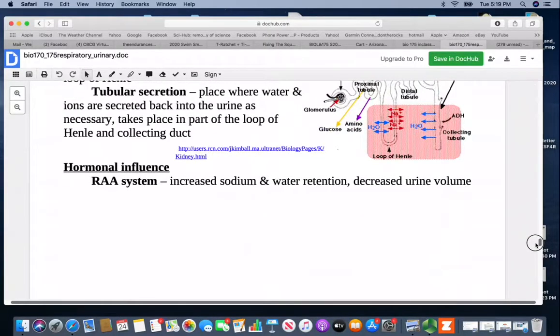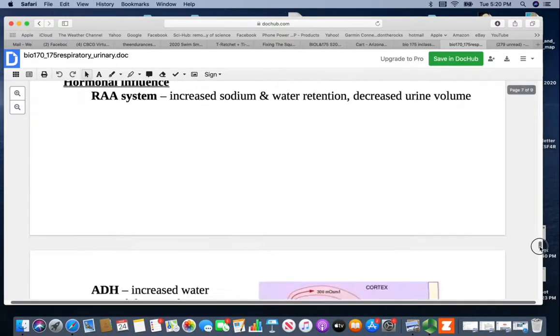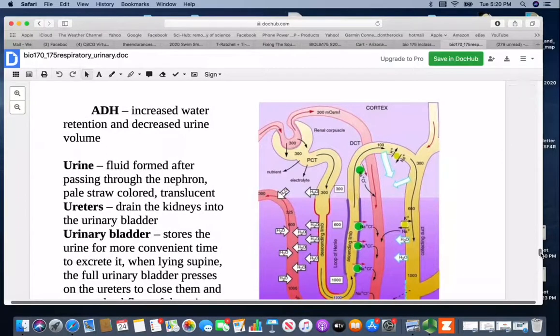So hormonal influence, the RAA system that we talked about in the circulatory system. This is going to increase the sodium retention and therefore the water retention. This will decrease the amount of urine that is produced. ADH, antidiuretic hormone, this is also going to increase water retention and decrease the urine volume.